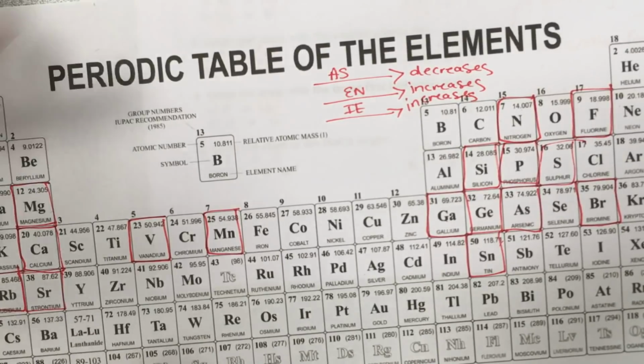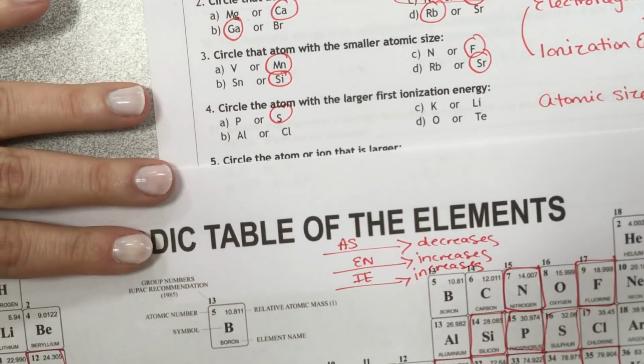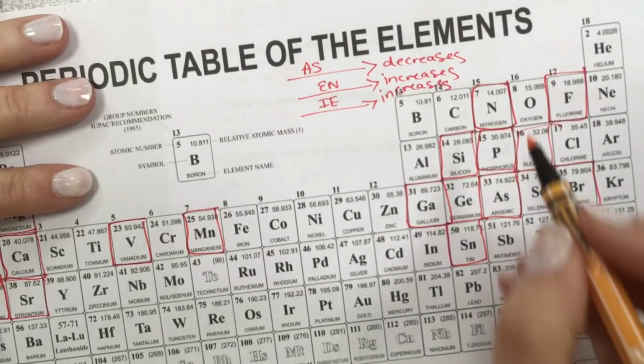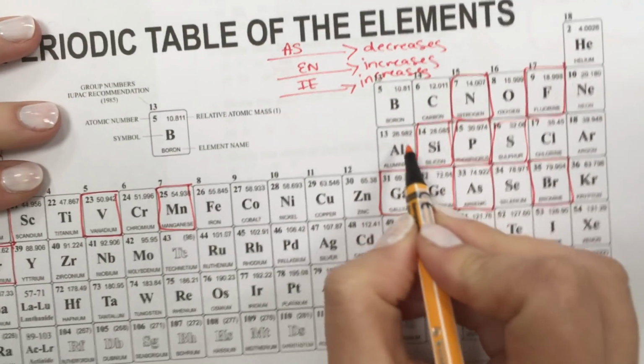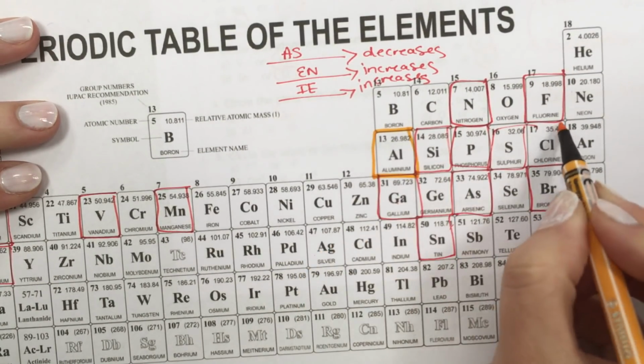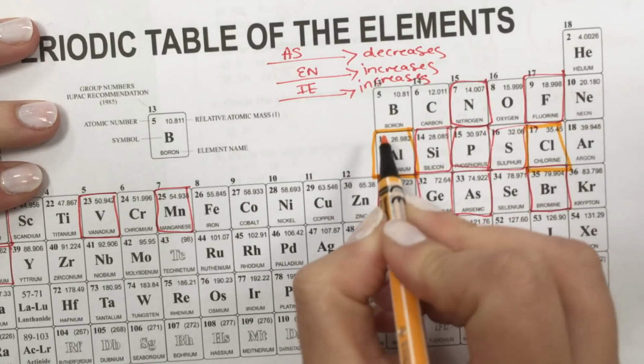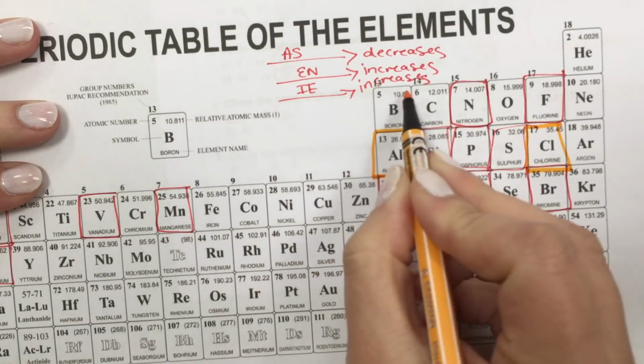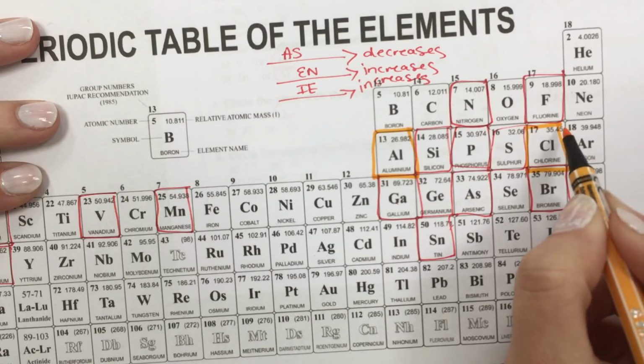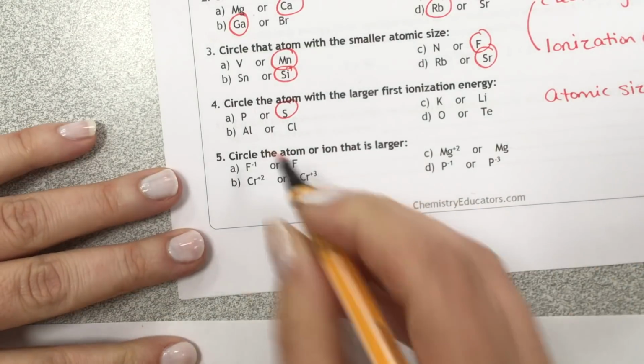Okay. What are we looking at? Aluminum or chlorine, larger first ionization energy. So we have aluminum and chlorine. Remember, ionization energy increases as you go to the right. We're looking for the larger one, so chlorine.